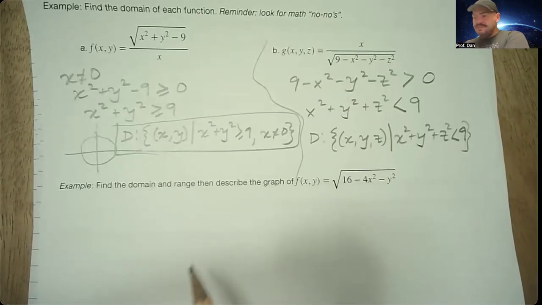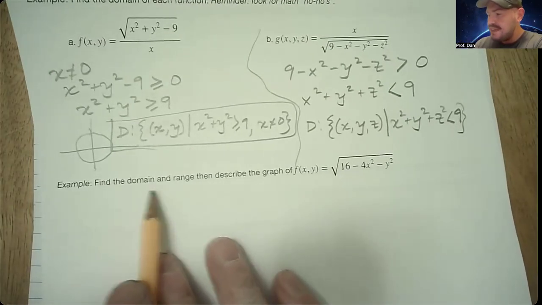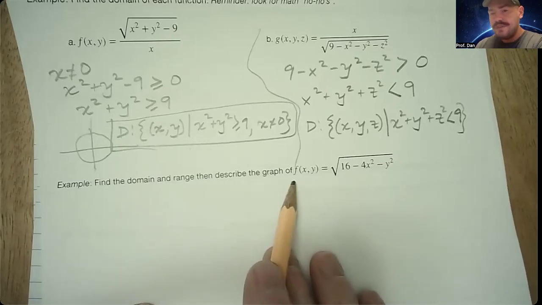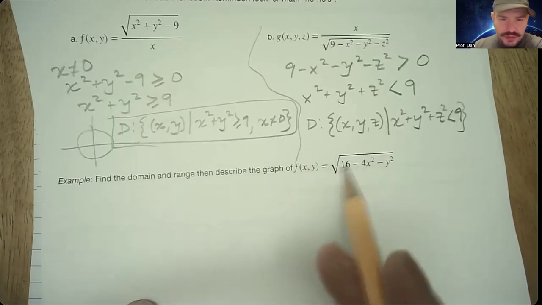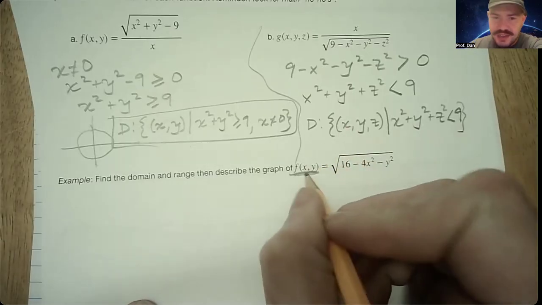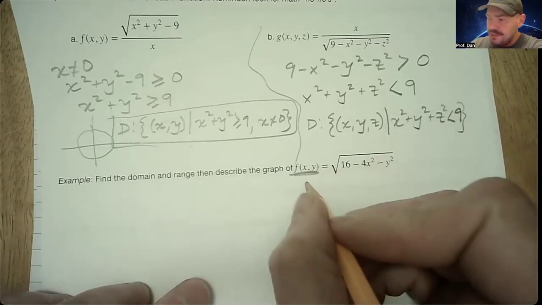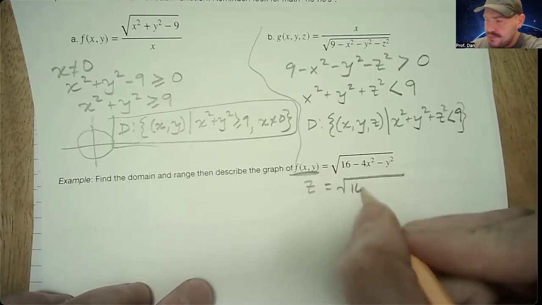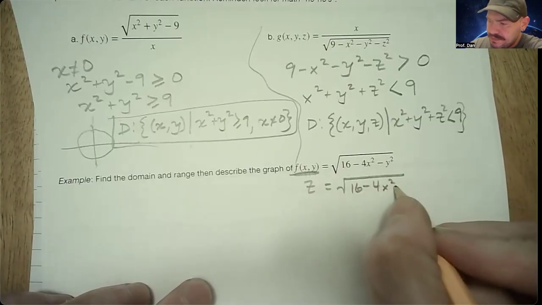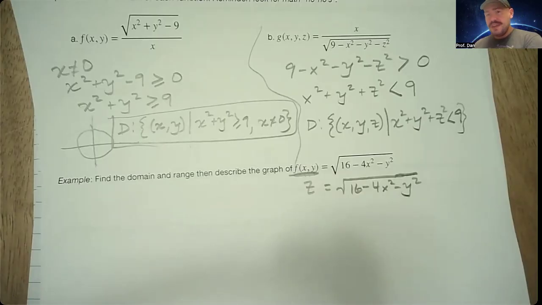All right. So now let's look at another one. We want to find the domain and range and then describe the graph of this function. So remember, when we see something like f of x, y and then we see an expression involving x and y, we know that we can always write this as z equals the square root of all this stuff. It's the same as when you would just write y instead of f of x in algebra.